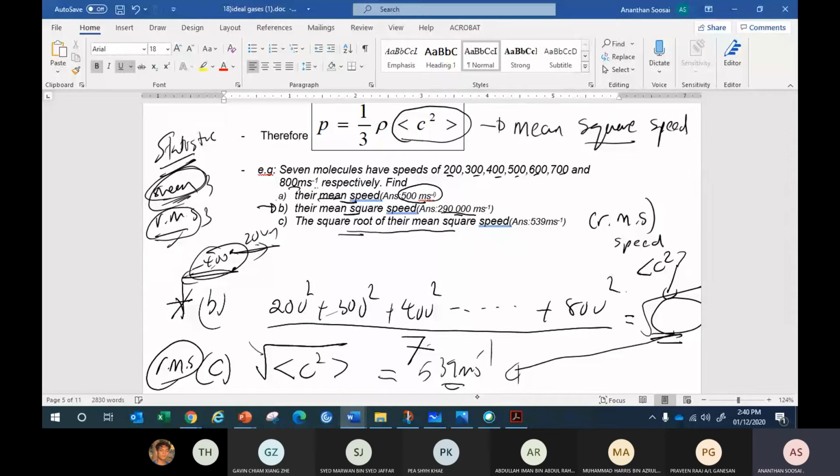Out of these three, the one really intact to the formula is mean square speed. Square the speed, average of that speed. That's your mean square speed. So hope all of you got the three answers correctly. Anybody don't understand? Okay, so far okay?